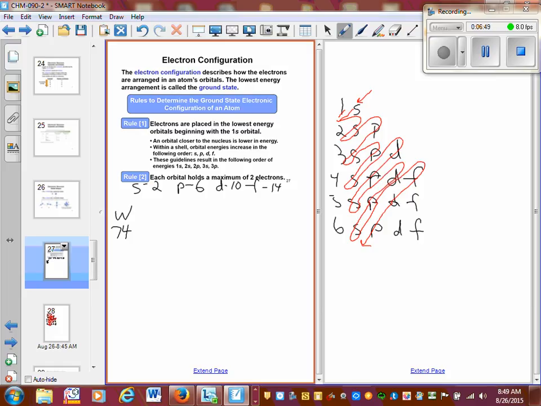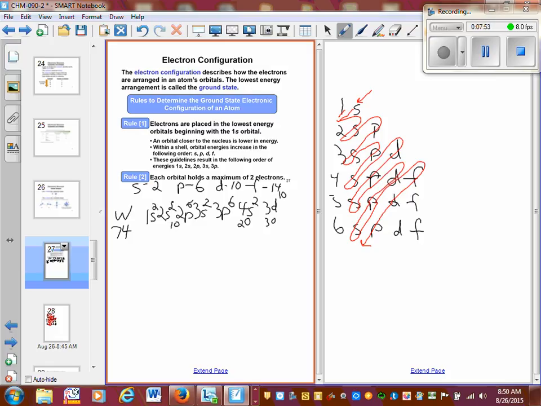Oh, it's going to take forever. So, where are we going to start? 1s. How many can we put in there? 2. What's next? 2s, 2. 2p6. I'm going to keep a running total. So far we have 10 up to this point. What's that? 3s, 2. 3p. How many? 6. What's after 3p? 4s. Very good. How many? 2. After this point we have 20. After 4s, 3d. 3d, 10. So we got 30.